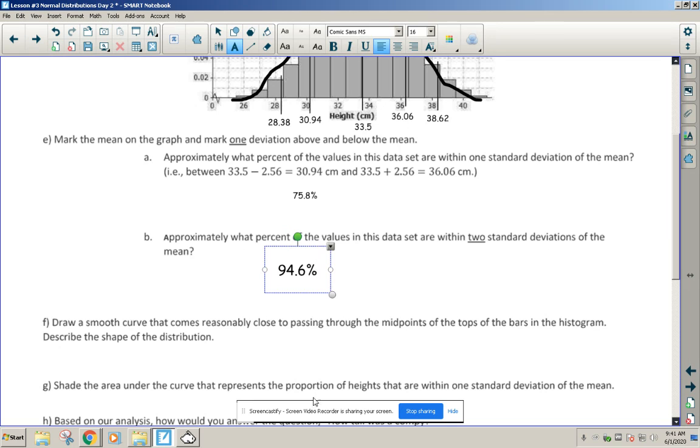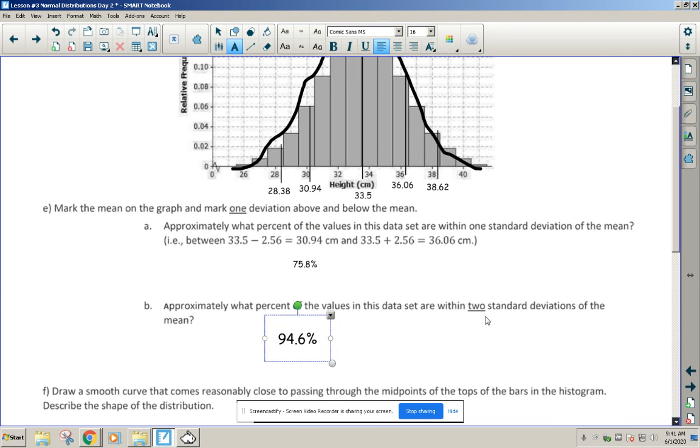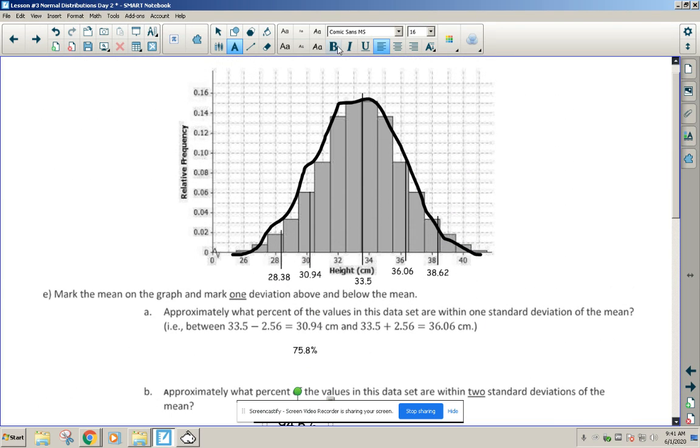So we already drew the curve, and if we're looking at the area under the curve that represents one standard deviation, we would look here, and let's use one standard deviation would be this part here.